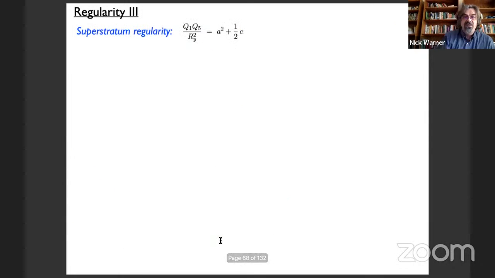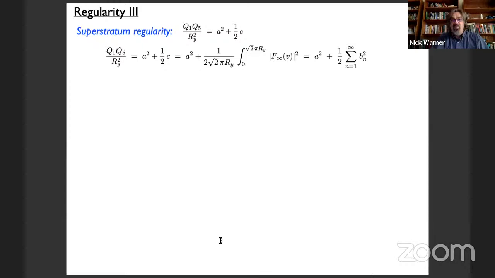And it follows from the same superstratum regularity condition. And it's rather easy to do in this case. Sometimes you have to work fairly hard at this. So what I want to do is unpack this. So this is the regularity condition we just got. But remember, C, because of regularity at infinity, is constrained to be this RMS value of the function f at infinity. But when you actually expand that in modes, you can go back to the original Fourier series, you see that it is nothing other than the sort of L2 norm, if you like, of this beast. It's a half sum over all the Fourier coefficients squared. So that's the regularity condition.